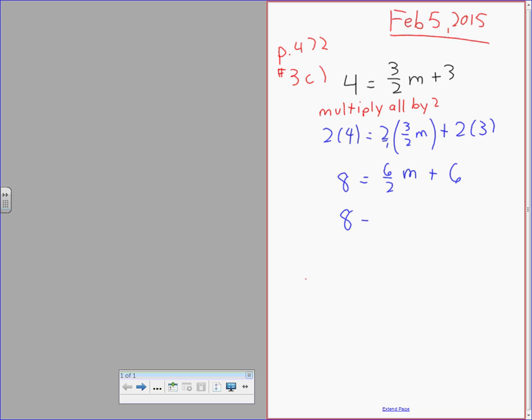Yeah, I was going to do this, but you can do that too. So how do you get rid of the 6? What does it turn into? Yeah, negative 6. So we'll go 8 minus 6 equals 3m. So I get 2 equals 3m. Alistair, final step here is what? m equals 2 over 3. Yeah, so I'll divide by 3, m equals 2/3.